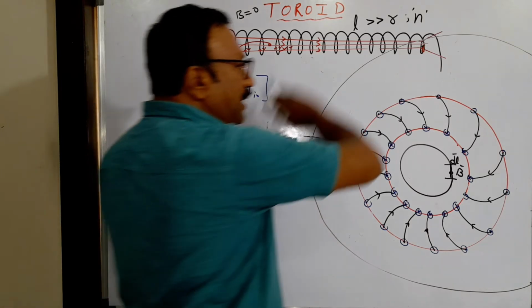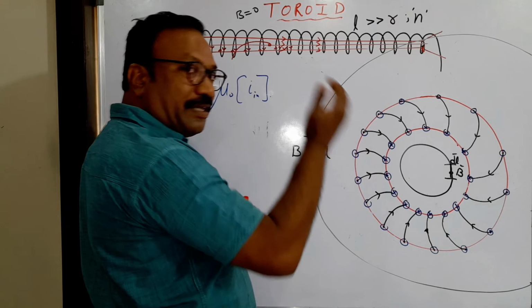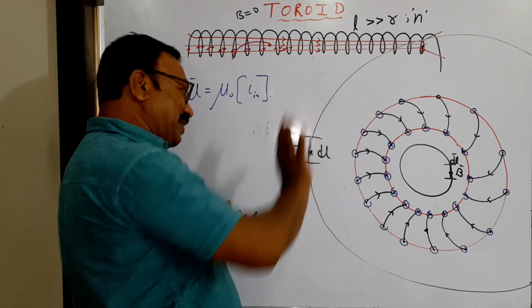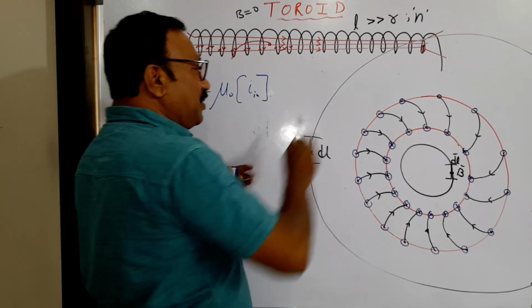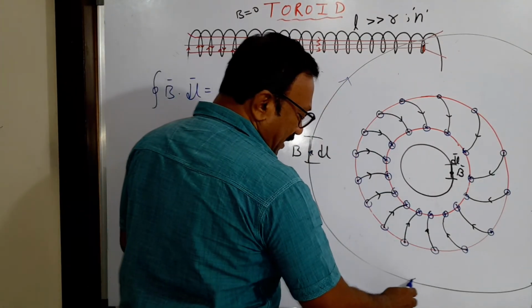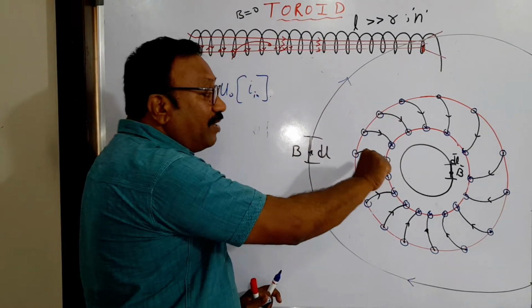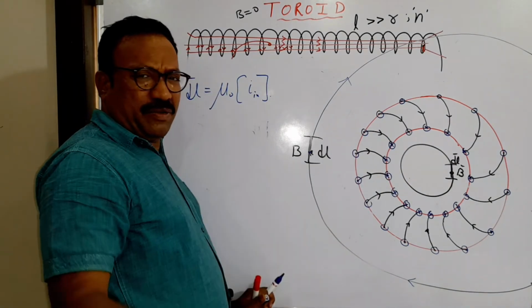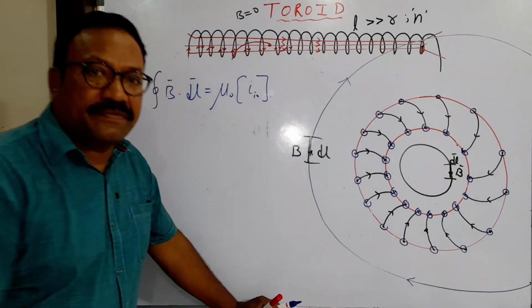So first let me give a direction to the loop. Do you want this direction or this direction? It is free for me to choose, so I'll give this as the direction of the loop. Any direction you give is fine. If this is the direction of the loop, then inward current becomes positive. Inward current is positive means outward current will be negative.